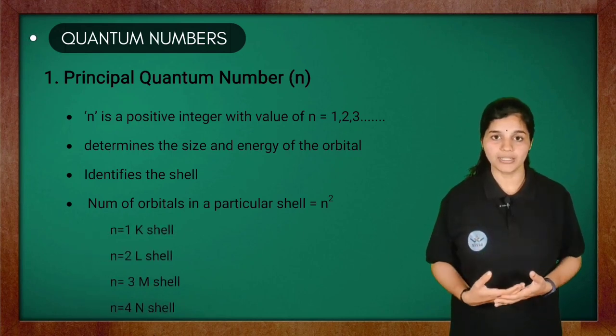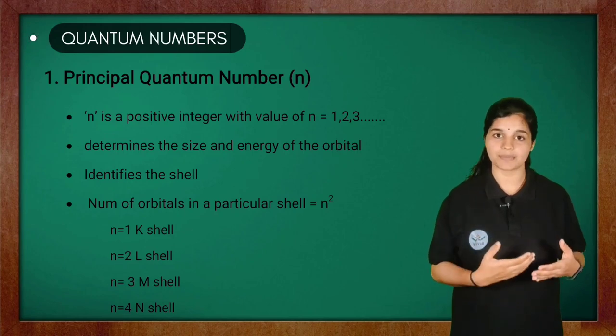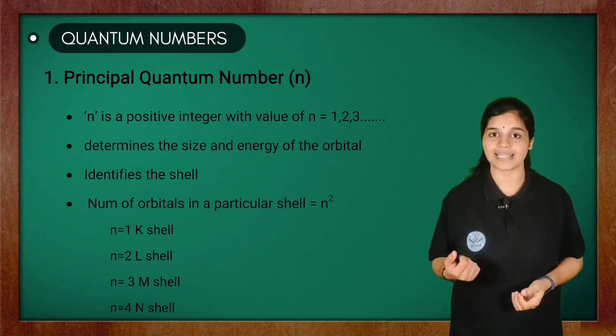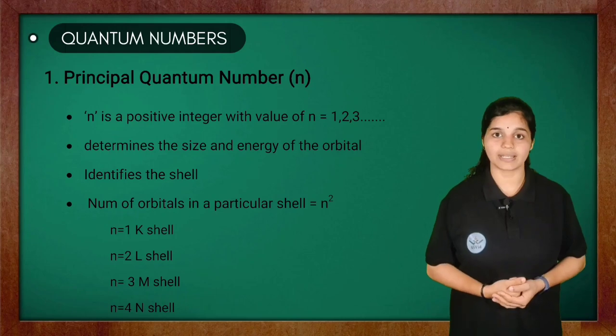n equal to 1 represents K shell. Similarly, n equal to 2 represents L shell. n equal to 3 represents M shell. And n equal to 4 represents N shell, and so on.